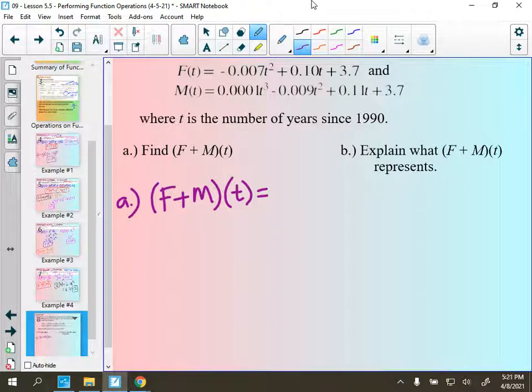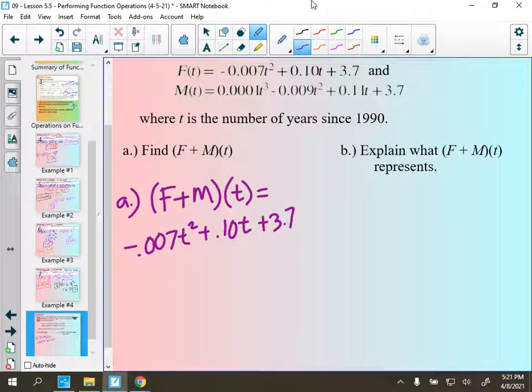So let's start with the female model. We've got negative 0.007 t squared, I'm just copying it down, plus 0.10 t plus 3.7.